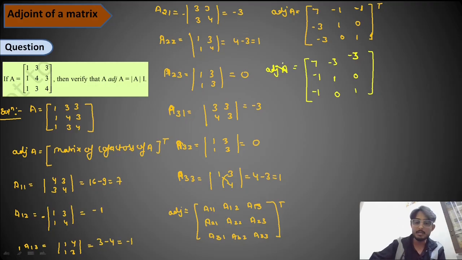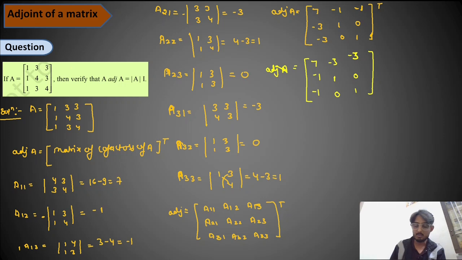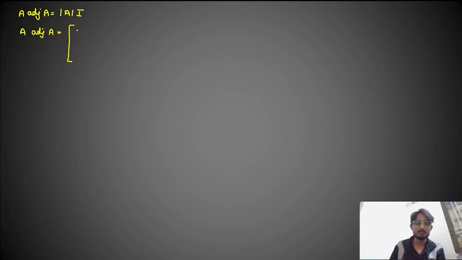Now you have to prove this: A into adjoint of A equal to determinant of A into I. So first you will prove this A into adjoint of A. How can you prove this? Here A is given as 1 3 3, 1 4 3, and 1 3 4.